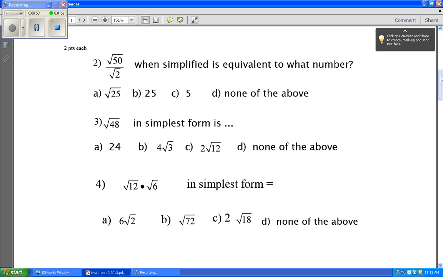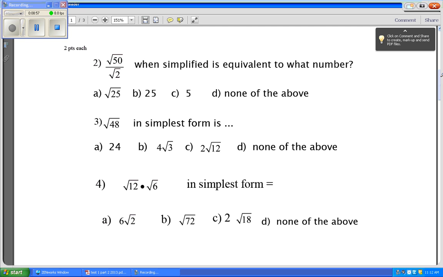So the square root of 50 divided by the square root of 2, when simplified, is what number? Be careful. Do we know the square root of 50? No. Do we know the square root of 2? No. But since they're being divided, we can divide the numbers first and then simplify it. So 50 divided by 2 is 25. If we didn't do the square root operation, it stays inside the square root. The square root of 25, wrong. Square root of 25 is 5. Simplify it all the way.